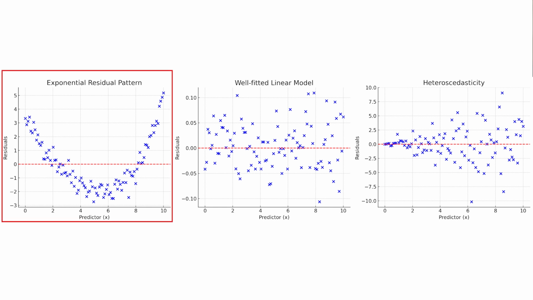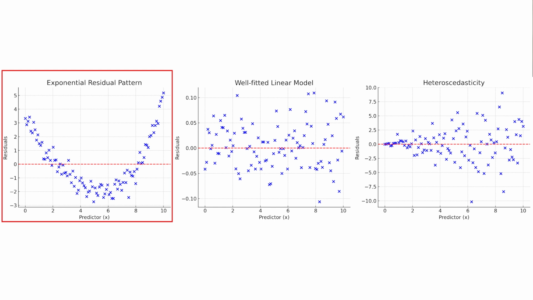If you have a curve or a fan-like or exponential pattern when you plot those residuals against your predictors, or your independent variables, your x's, then the relationship may not be linear. So there is where you might need a semi-log transformation.